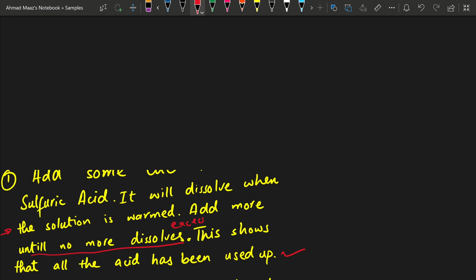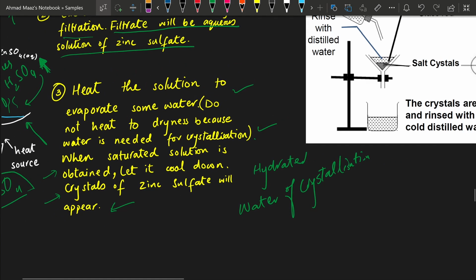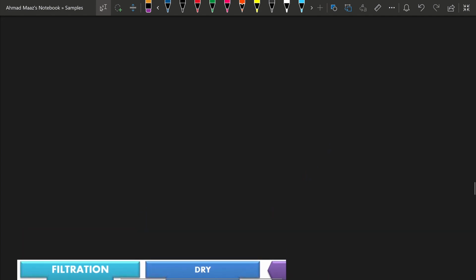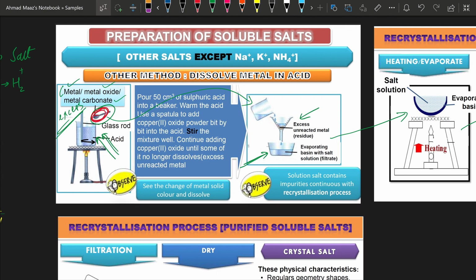So let me show you diagrammatically as well. It is the same diagram that we saw in our previous method. It will make more sense now. Yeah. So we have over here copper oxide that is being added to sulfuric acid, and we are warming this solution so that copper oxide is dissolved. And when no more copper oxide dissolves, we know that all the acid has been used up, and we'll remove the excess copper oxide, which is unreacted, and we'll obtain a solution of copper sulfate.